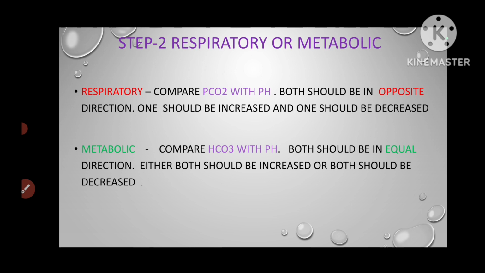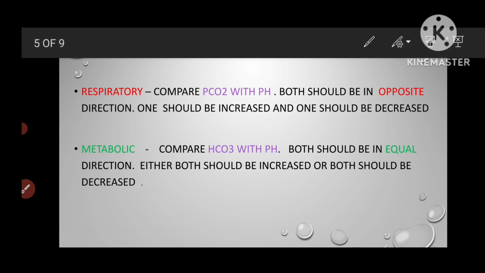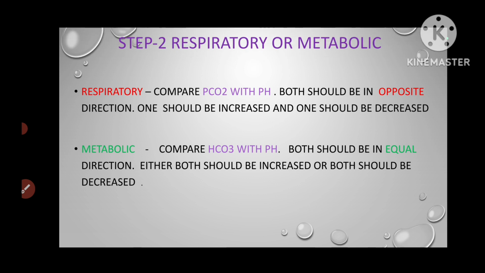And for metabolic, we should compare HCO3, bicarbonate, with pH value. Both should be in equal direction. Either both the values of HCO3 and pH should be increased, or both should be decreased. Don't confuse yourself, I'll explain with examples also. Just remember the word ROME: respiratory opposite and metabolic equal. For respiratory, both should be in opposite direction, and we compare CO2 with pH. For metabolic, both should be in equal direction, and we compare HCO3 with pH.